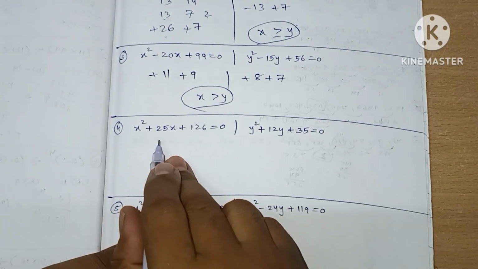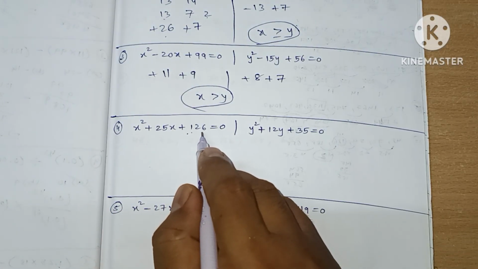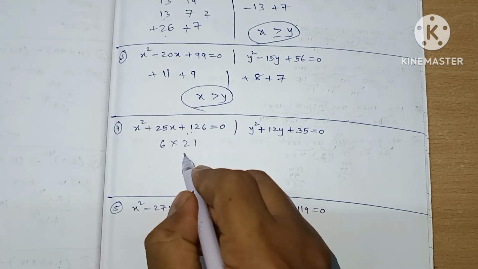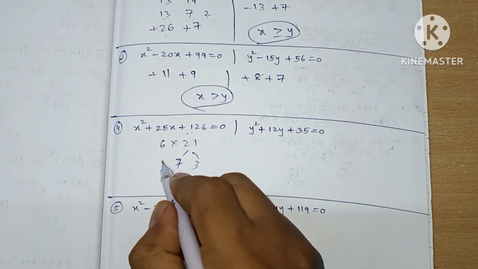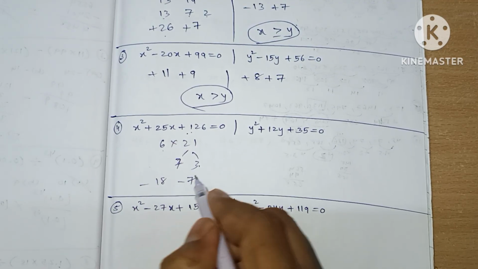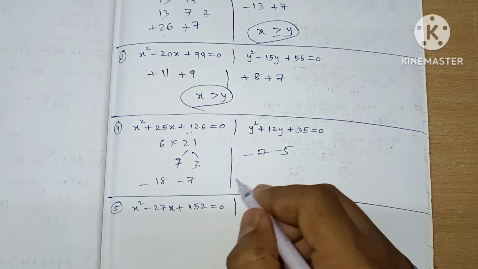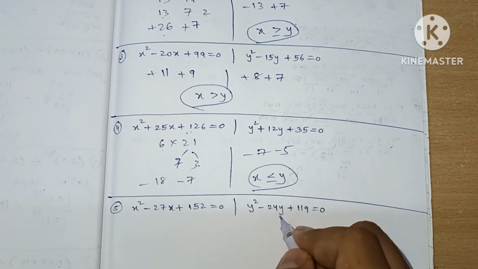Fourth one, here the root is 126. 126 means 6 into 21 times. Let's divide this 21 as 7 into 3 times, and we have 6 6 3 times will be 18 and 7 we get 25, and the roots are negative. Here 35, 7 5 times is 35 and the roots are negative. Now by comparing these two, it is clear that x is less than or equal to y.